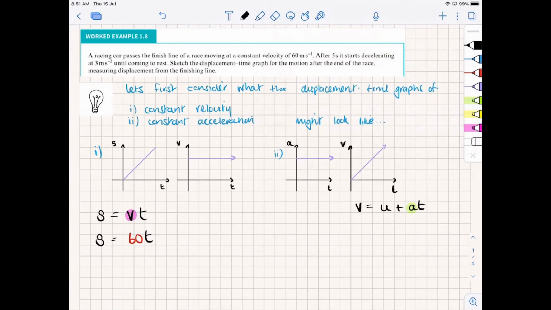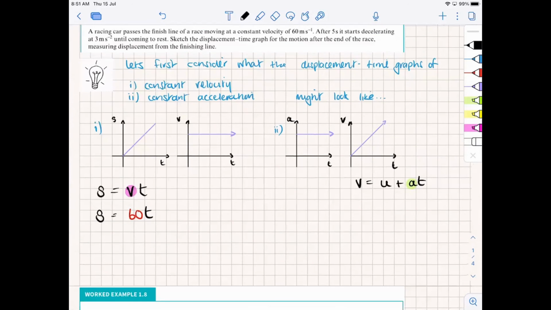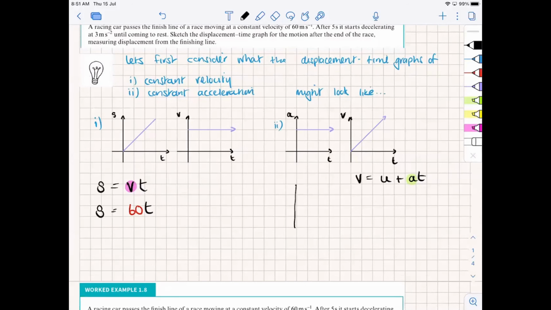Right, who can venture a guess? If I have a linear velocity, what's my displacement going to look like? Here's my displacement-time graph. What's my displacement going to look like if I have linear velocity? The gradient is changing, okay? But it's changing in a linear direction.